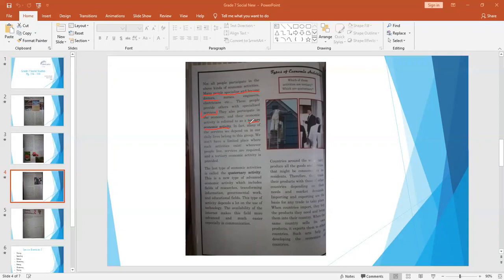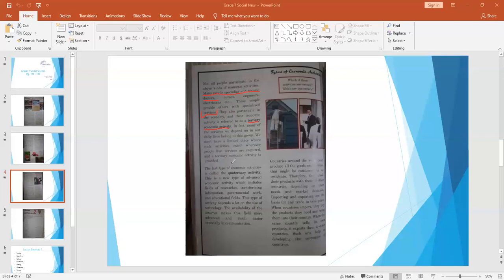In fact, many of the services we depend on in our daily lives belong to this group. We don't have a limited place where such activities exist. Wherever people live, services are required and a tertiary economic activity is provided. So the tertiary economic activity is more like services, and the examples given are doctors, nurses, engineers, electricians, etc. People who provide a service.